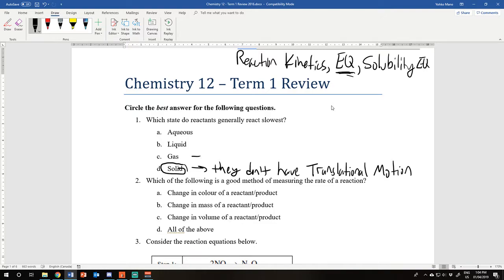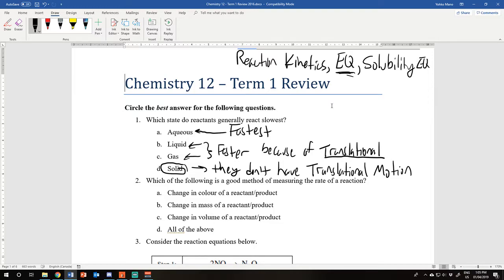Gases and liquids tend to react faster. These are faster reacting because of translational motion. But they are not the fastest. The fastest ends up being aqueous. These are the fastest in general. Part of the reason they're the fastest is because they have both translational motion plus near infinite surface areas because of the way that aqueous reagents are arranged. So fastest because of large surface area, and they have lots of translational movement.